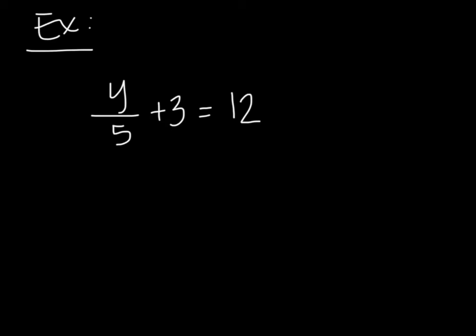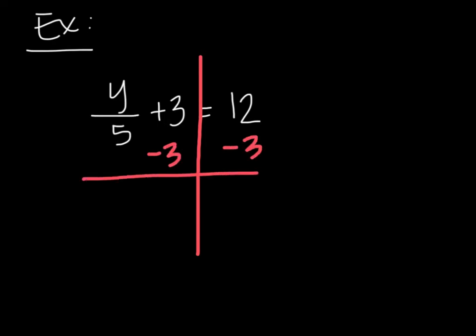In this next example, notice that my variable is now sitting on top of a fraction. Again, I'm going to start by taking care of anything that's easy to get rid of. So I see that this 3 is sitting by itself, so I'll subtract it away from both sides. That will give me y over 5 equals 9.